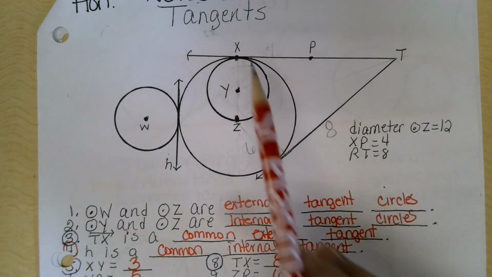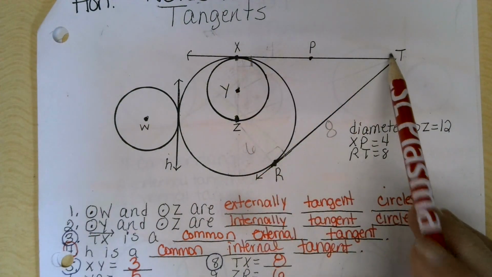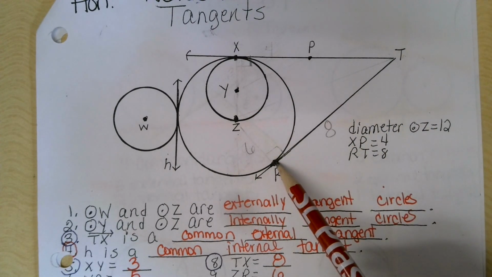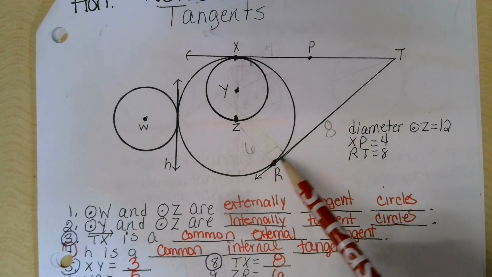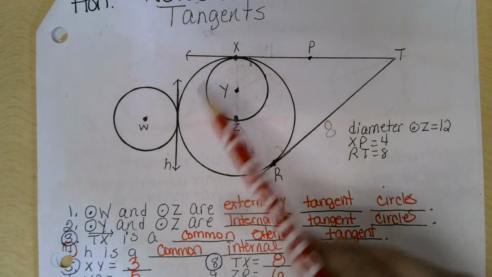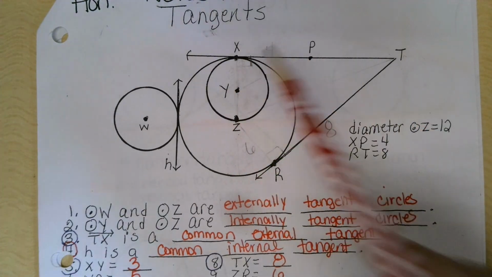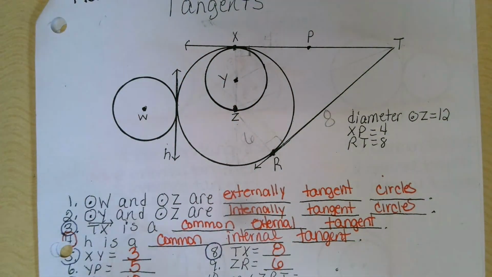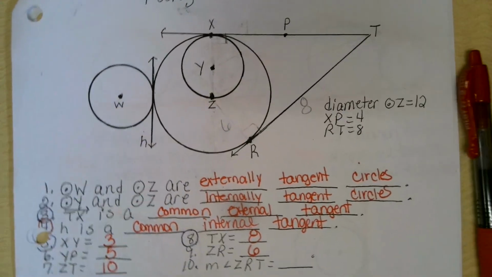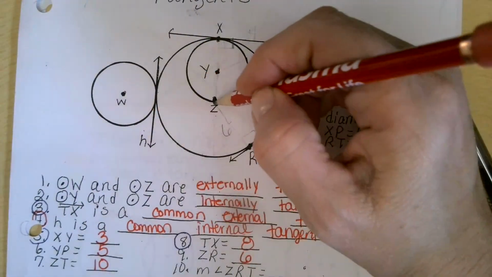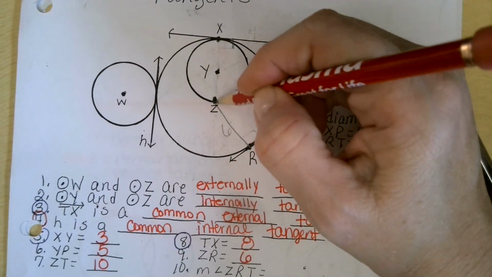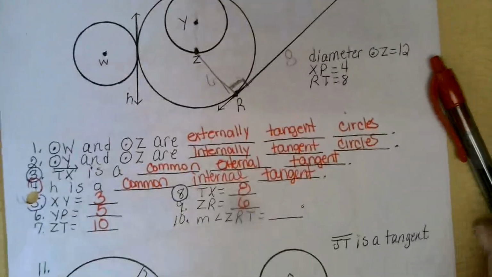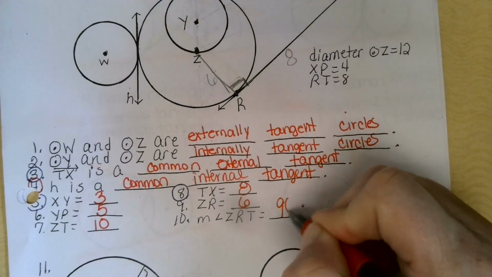TX is 8 because from here to here is going to be equal from here to here because these are tangents. And the theorem says that if 2 tangents are tangent to the same circle, then the segments are going to be equal. Okay, and then the measure of angle ZRT. So ZRT means if I draw this segment back in here, that is a right angle, so that answer would be 90.